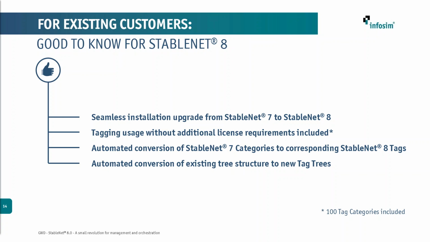The tagging usage is included without additional license requirements, including 100 tag categories that you can use. About 60 of those are predefined with values that we assigned according to best practice and according to existing StableNet 7 categories, and about 40 of those are completely customizable. There's an automated conversion of StableNet 7 categories to corresponding StableNet 8 tags. And there's an automated conversion of the existing tree structure to the new tag trees.